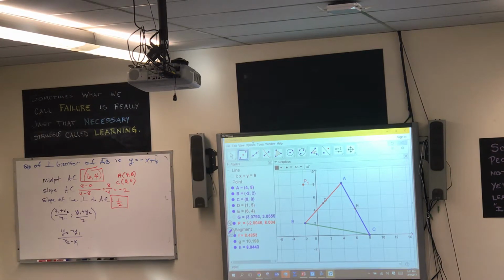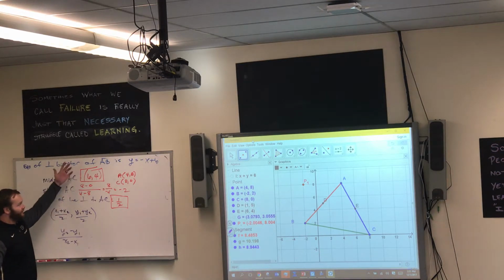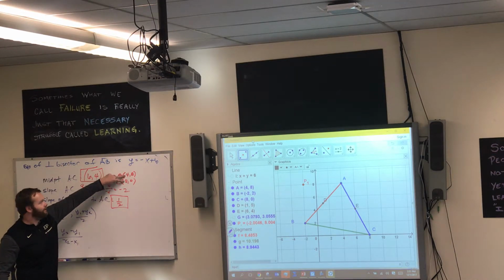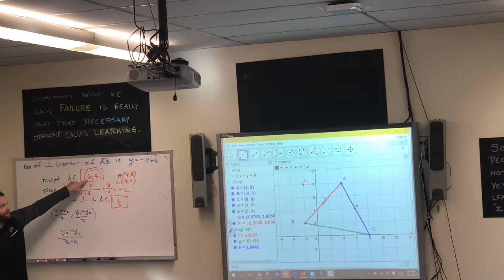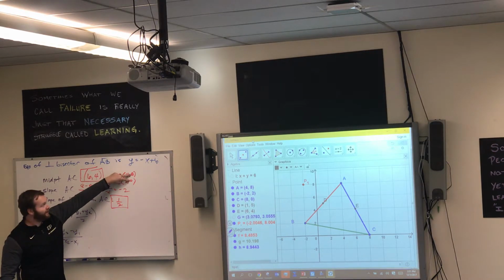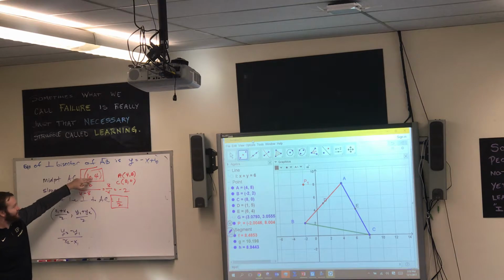All right, just for the sake of time, if you haven't done that, hopefully we are able to do those things quickly. But remember, midpoint is just adding your x's and dividing by 2. So 4 plus 8 gives me 12. Divided by 2 gives me that 6. Add my y's and divide by 2, so 8 plus 0, obviously 8, divided by 2 gives me 4. Okay, so that's my midpoint.